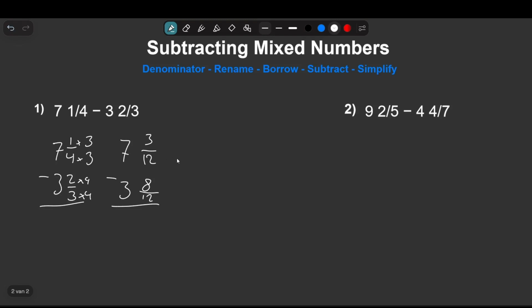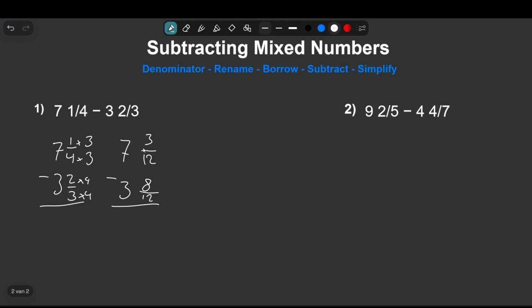So now we can start subtracting, and here we will get to our third and fourth step. So now we have 7 3/12 minus 3 8/12. And when subtracting mixed numbers, you always want to subtract the fractional parts first. And I'm going to show you why. Let's say we subtract our whole numbers first. Then we won't be able to borrow for our subtraction of our fractional parts. So this is why we're going to start with our fractions.